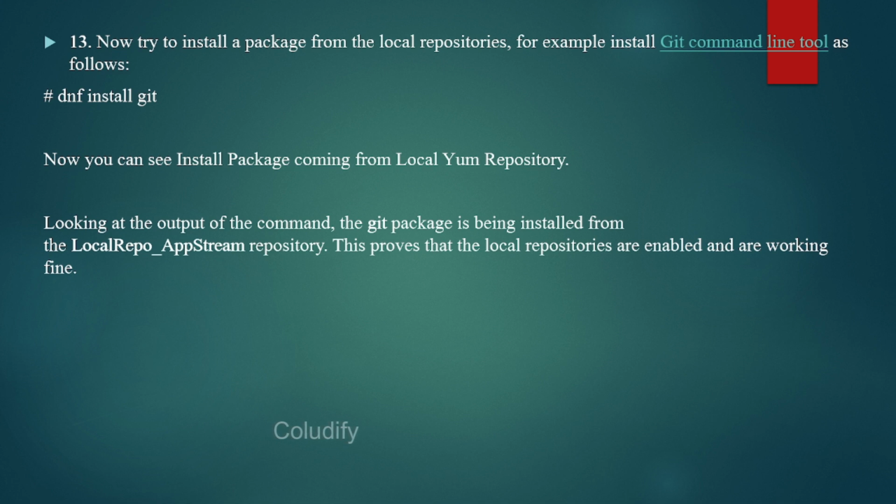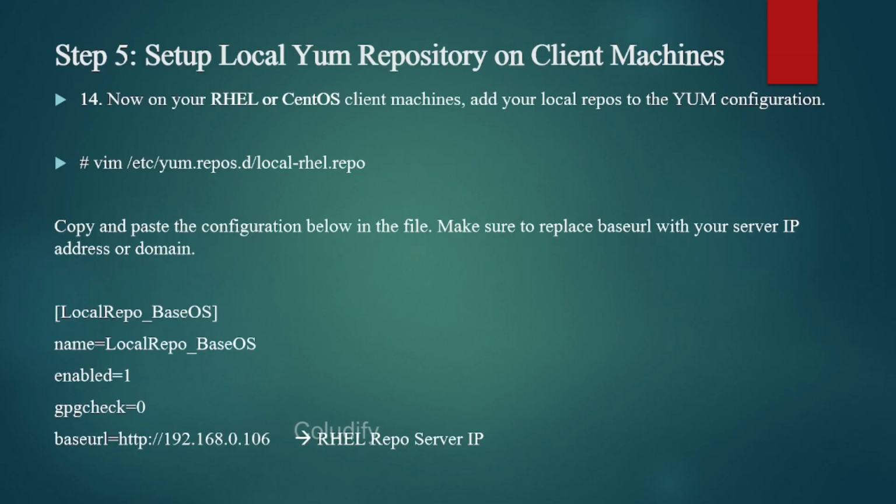Suppose you can see your package is installed, then you can see that installation package coming from your local repository. This proves that the local repositories are enabled and are working fine. After that, we set up that local yum repository on our client machine.